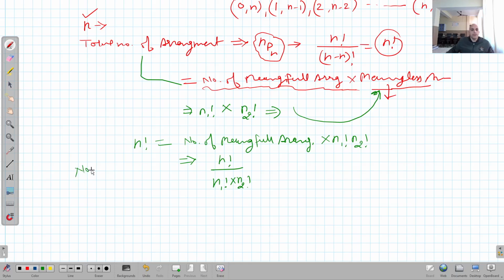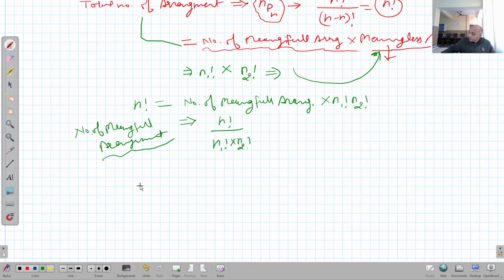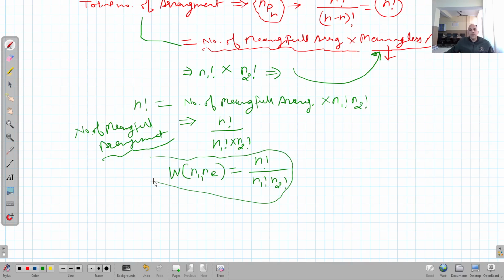So this is what the number of meaningful arrangements means. It is the thermodynamic probability for the case (n1, n2). So the thermodynamic probability is n factorial upon n1 factorial into n2 factorial. This is the number of meaningful arrangements of this macrostate.